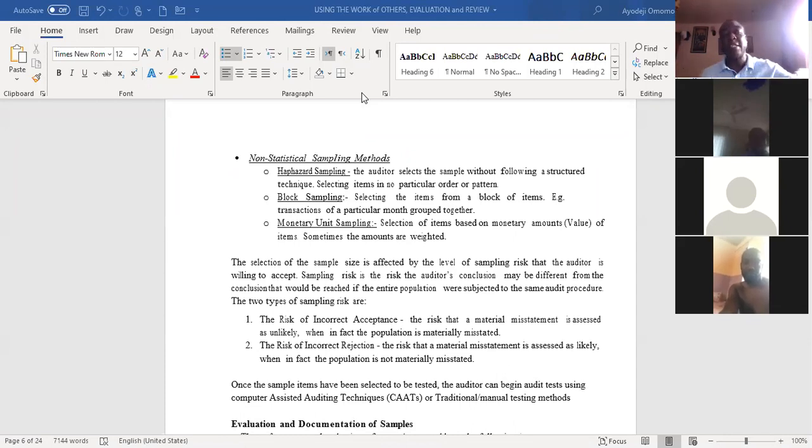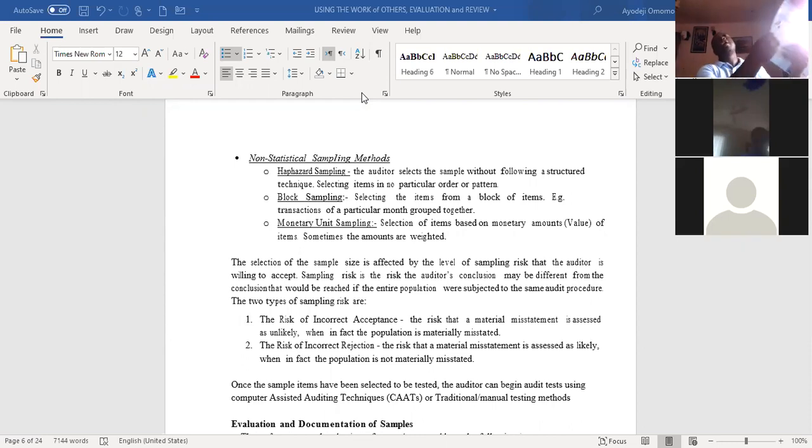Haphazard, we said, does not have any structure. If you want to pick five pages as your sample in this book for haphazard, you just open it. You can even close your eyes and pick the first one. This first one is 136. You can close your eyes, pick the next one. This is 174. Close your eyes, pick the next one. This is 18. So that's haphazard. No style, no structure, no technique.